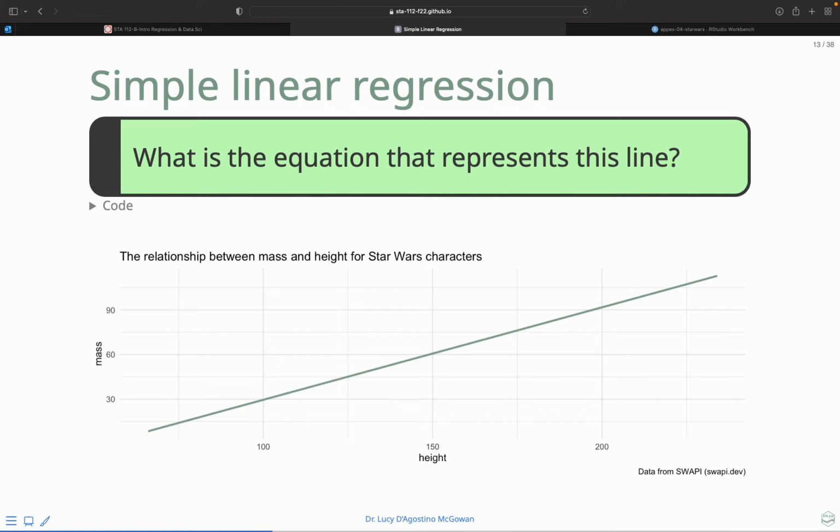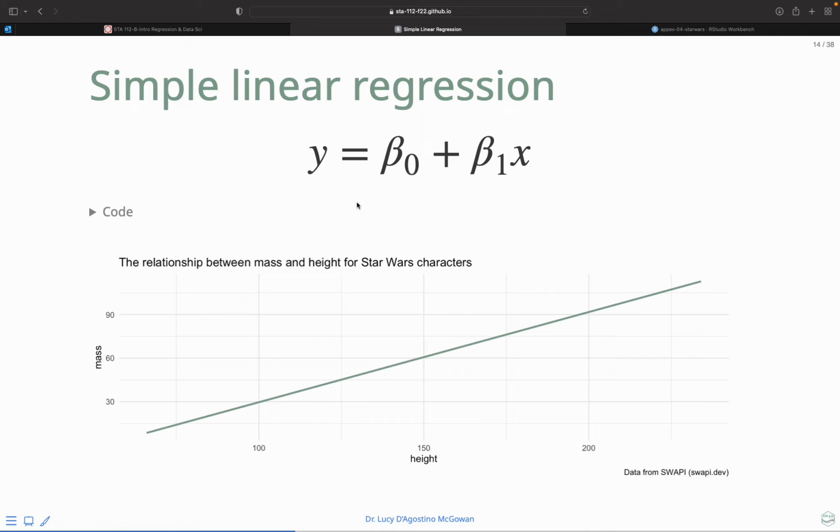So thinking back to your last stat class, what is the equation that represents this line? Y equals mx plus b, exactly, yes. In the broader statistical world, we replace the m and the b with Greek letters, because it extends more easily when you have more variables. Instead of needing new letters, you can just index your beta. These are called betas, and you can index them with numbers. So the m from y equals mx plus b is written as beta 1, and the b is written as beta 0. But this is the exact same equation that you're used to seeing previously.